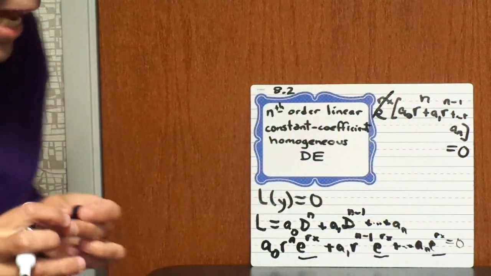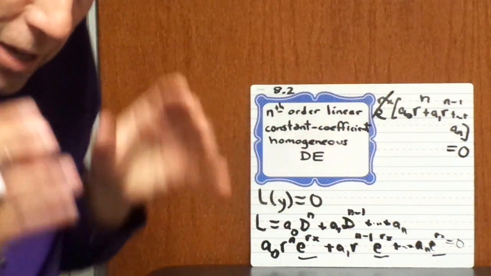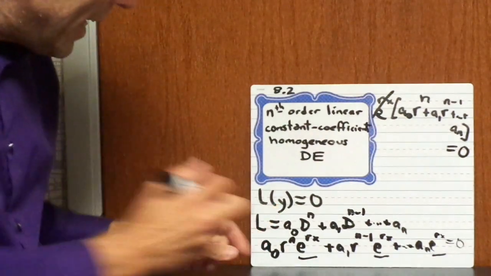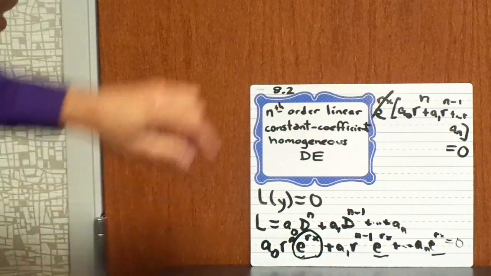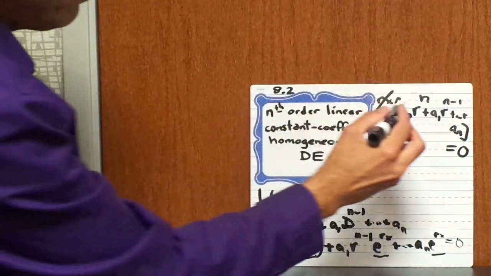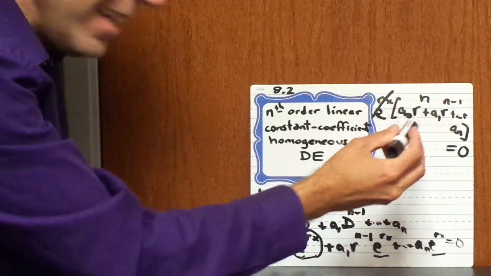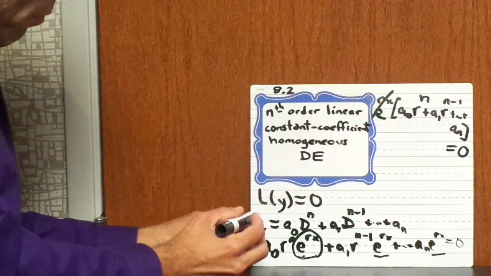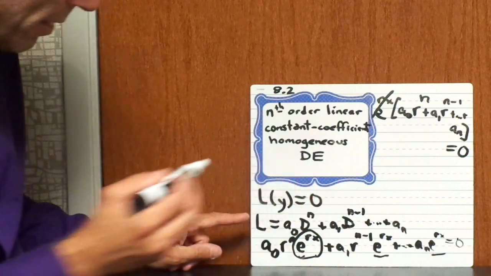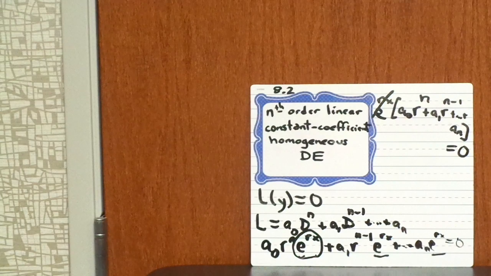So what we can conclude, guys, is that for this r to work, I'm trying to find out which values of r will make e to the rx a valid solution to my equation. What I figured out is that if my r is going to work, it has to satisfy this equation. And this equation is just the same equation as what I wrote for L here on this line right here, except all of the d's have been changed into r's.